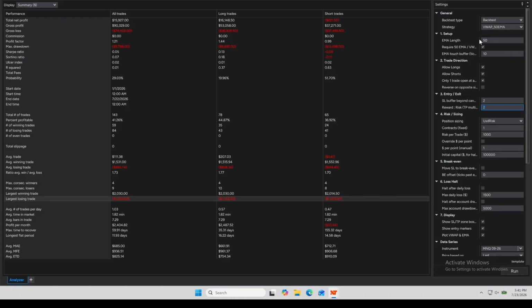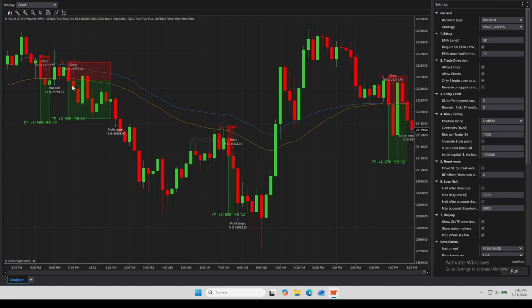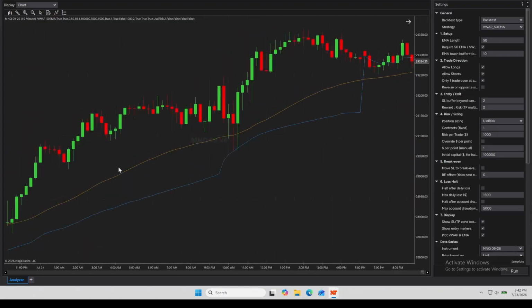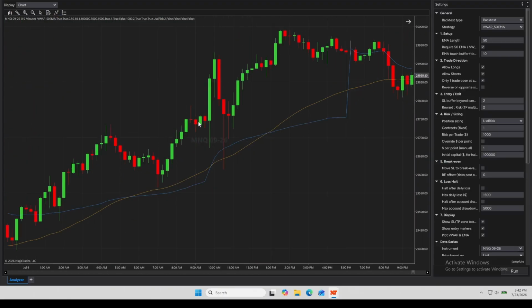Here's the EMA, the 50 EMA. You can change the moving average as much as you want. Here is actually the buffer for the distance between the actual signal candle and the EMA. There are scenarios, let me see if I can find one. See, this is a good example here.